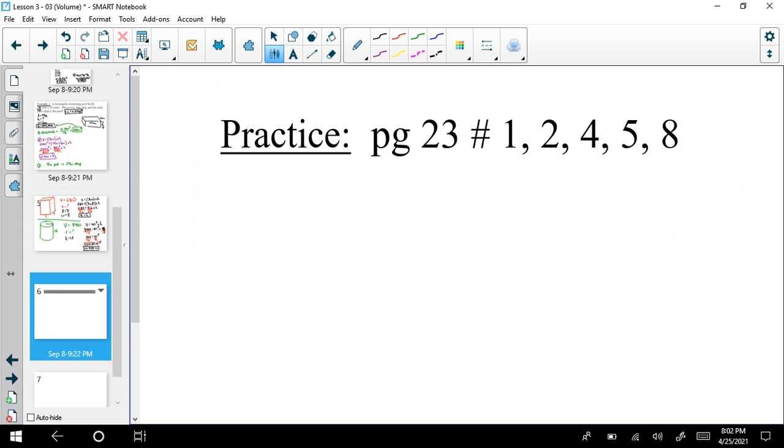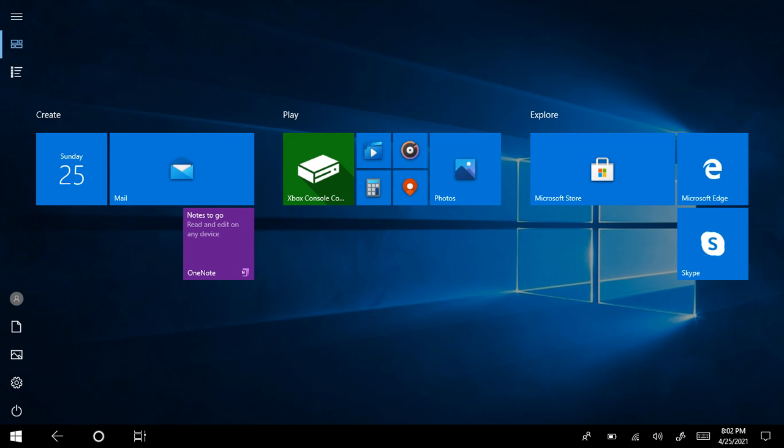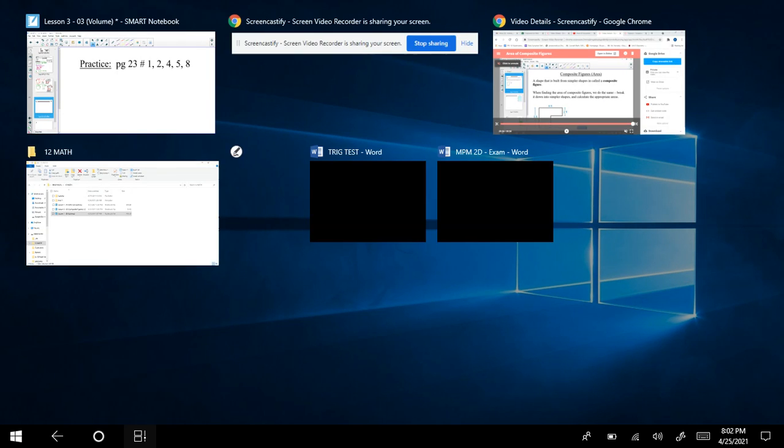And now I have some practice questions for you guys. I do have them on the blank worksheet as well, so if you do not pause this, you can find them there. Page 23, question number 1, 2, 4, 5, and 8. If you have any questions, please don't hesitate to ask me. I'm always here if you need me.